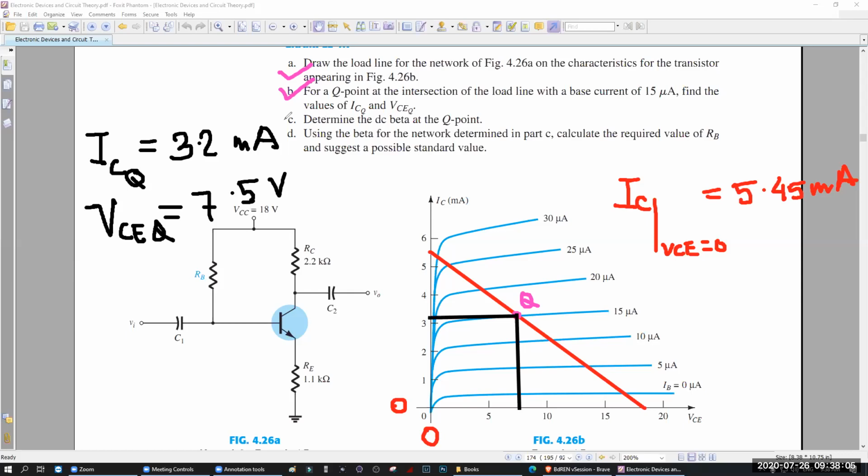Now they said, so this is also done. So determine the DC beta of Q point. DC beta means, what is the value of beta? IC divided by IB, right? That is the beta. But they said find the beta for Q point. Q point means your current will be Q and your current will be Q. That means at that point, what is the value of IC? At that point, what is the value of IB? Let's put the values. What is the value of IC on that point? 3.2. Yeah, 3.2.